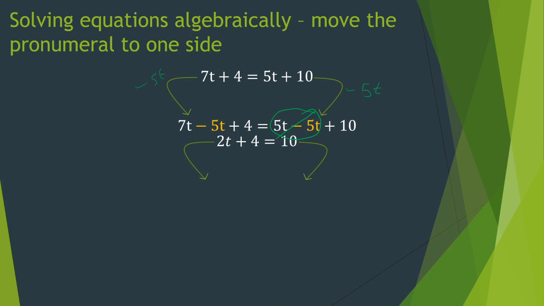Alright, and now let's do what we normally do, and let's get rid of the adding. So let's take away 4 from both sides. And we should get 2t plus 4 take away 4 equals 10 take away 4. And of course, these cancel out, so we're left with 2t equals 6. And then we again do what we normally do, we divide both sides by 2. And that gives us t equals 3.